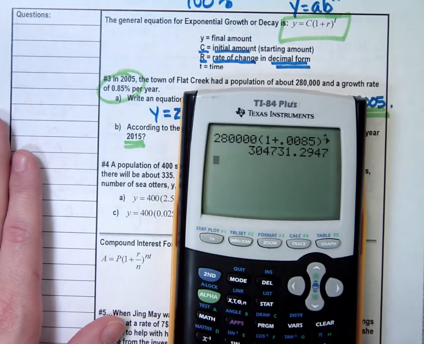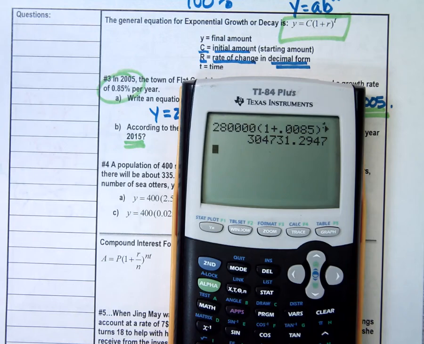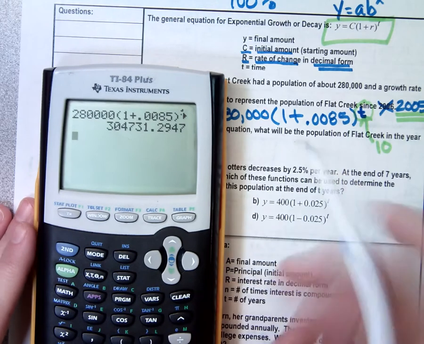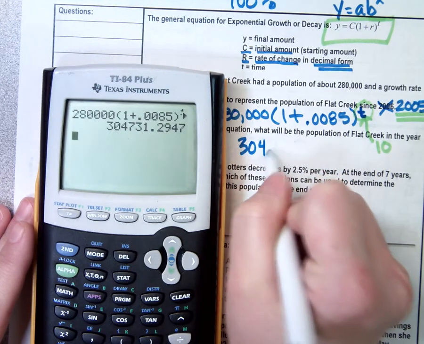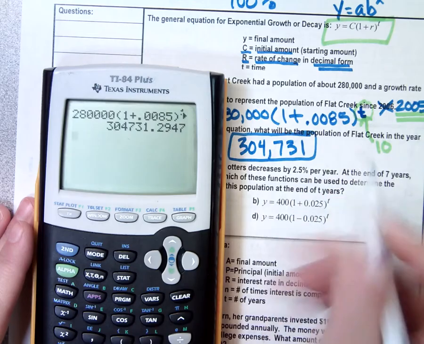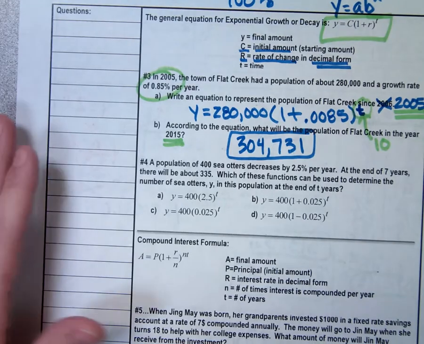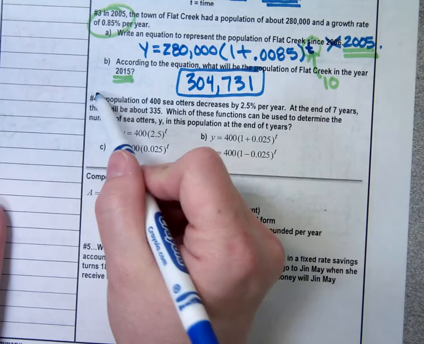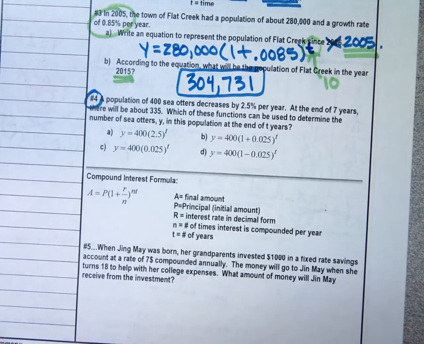Okay. Did you get that? Yep. So, 304,731 approximately. So that would be the population. It started at 280,000 and 10 years later it's gone up to that. Okay, I want you to read number 4, think about which one you think it is, and then I'll call on somebody. So don't blurt it out.